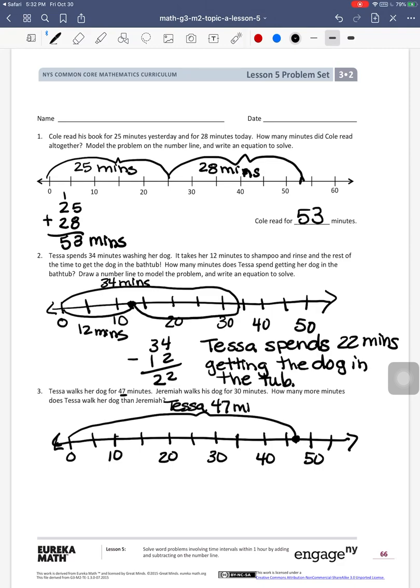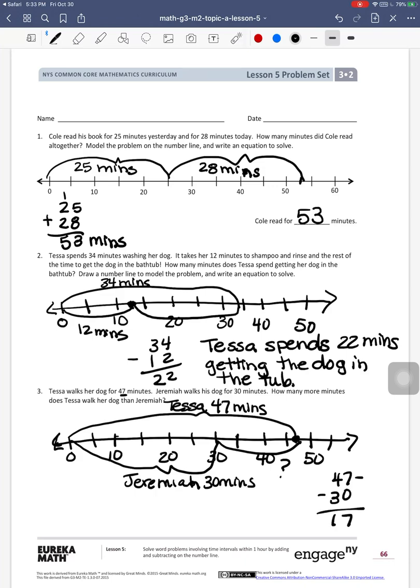47 minutes. Now, Jeremiah does 30 minutes, right? So we're going to just go here. I like to go under sometimes just so it's a little clearer. There's Jeremiah, right? Jeremiah. And he's 30 minutes. So now we need to know what's this to this. That's our unknown. So we could do 47 minus 30. 7 minus 0 is 7. 4 minus 3 is 1.